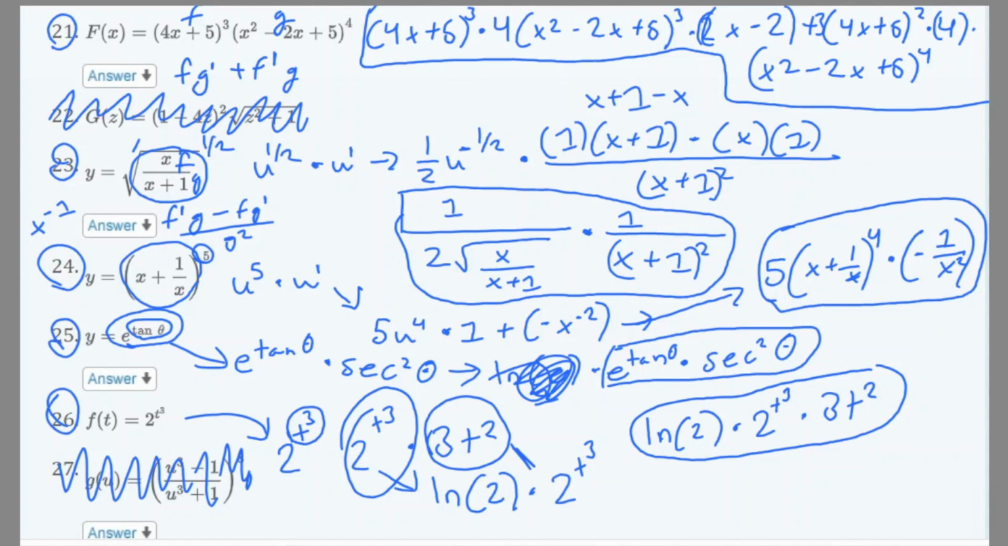So you can see ln 2 here actually plays a part. Over here, when we have e, we just don't bother writing it out because ln of e is 1. But ln of 2 is not 1, so we have to include it in our answer because it makes a difference. So that's basically for number 26.